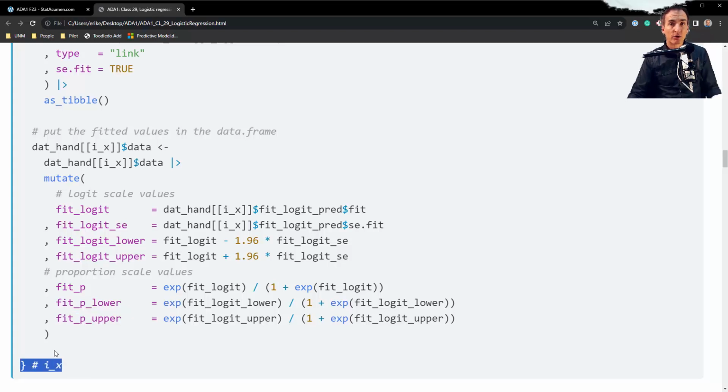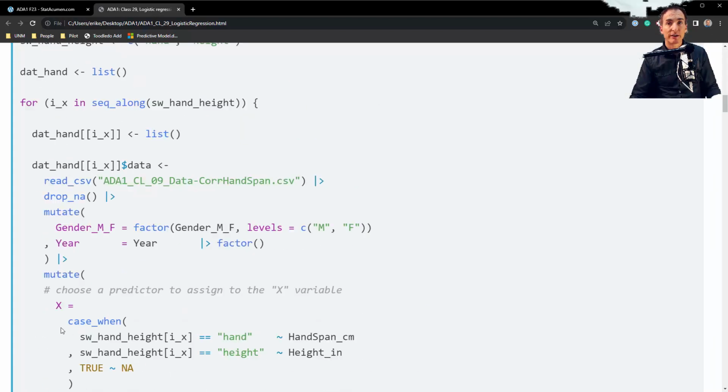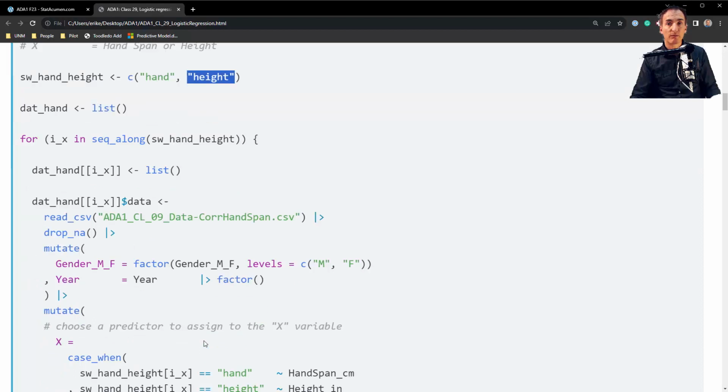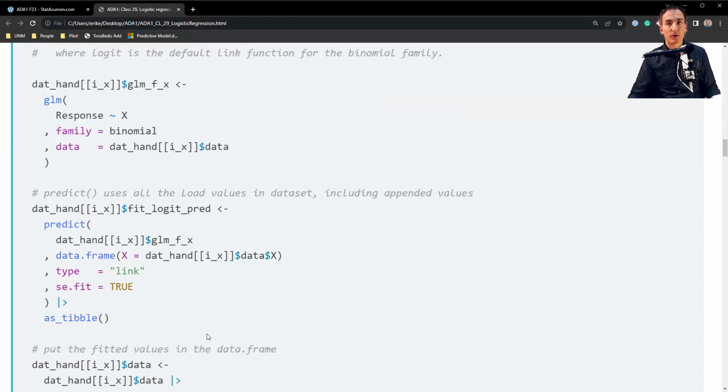We get to the end of our for loop, we go back to the top, and we do all of it again, where IX increments to number 2, and now we do the data and the model fit for height.